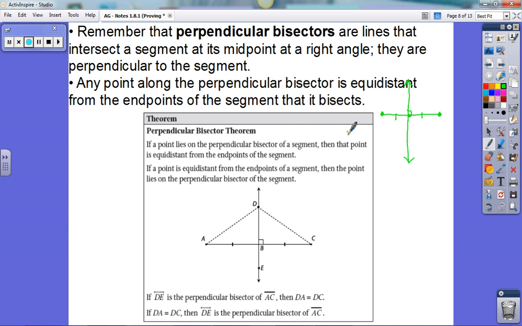We have a theorem, the perpendicular bisector theorem, that says any point along the perpendicular bisector, so here's my perpendicular bisector, any point on this line is equidistant, or the same distance, from the endpoints of the segment that it bisects. So basically these dotted lines right here are congruent. If I picked another point somewhere on my perpendicular bisector, then this distance and this distance would be the same. Anywhere I pick along there, the distance from that point to the ends of the segment that got bisected are equidistant or are congruent.